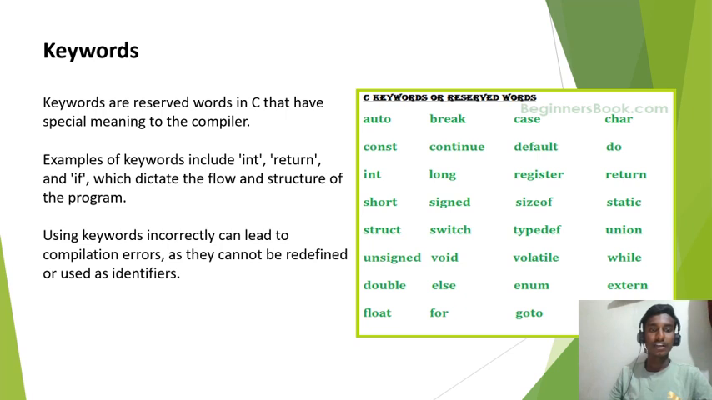Keywords. Keywords are reserved words in C that have special meaning to the computer. Examples of keywords include int, return, and if, which dictate the flow and structure of the program. Using keywords incorrectly can lead to compilation errors as they cannot be redefined or used as identifiers.